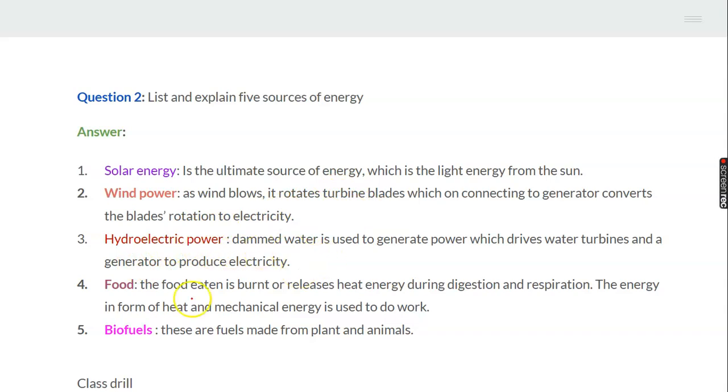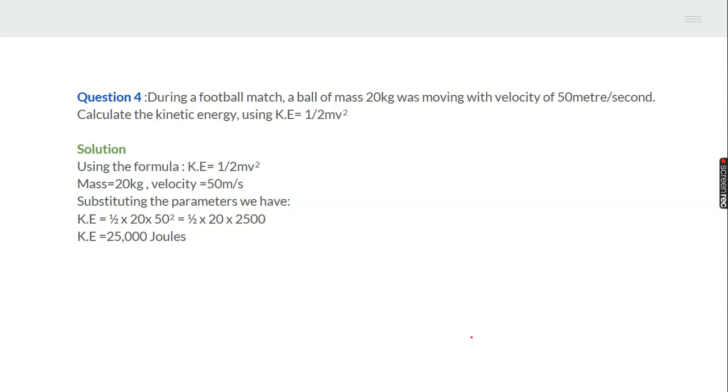Hydroelectric power, same thing here. Food: in food you have energy, somehow called chemical energy. In food, energy is released during digestion, when the food you eat is digested. Energy released in the form of heat is used in respiration, and this energy in the form of heat and mechanical energy is also used to do work. When you eat, you have energy to work. So biofuel, these are from plants as well as animals.